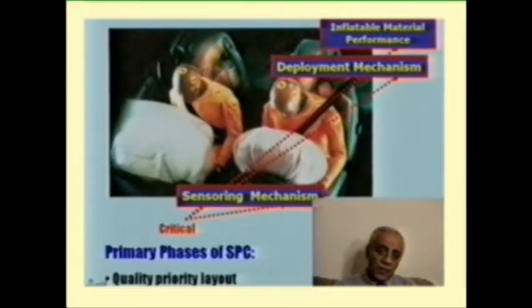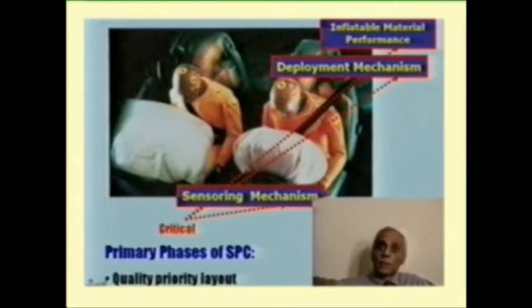In case of an accident, if the inflatable material, if the bag does not perform, the customer will know that. And that's a whole liability issue. The deployment mechanism: not only the speed at which the airbag is going to be deployed, but more importantly, the impact of the airbag on the passenger, which is a new issue. And then the sensor mechanism.